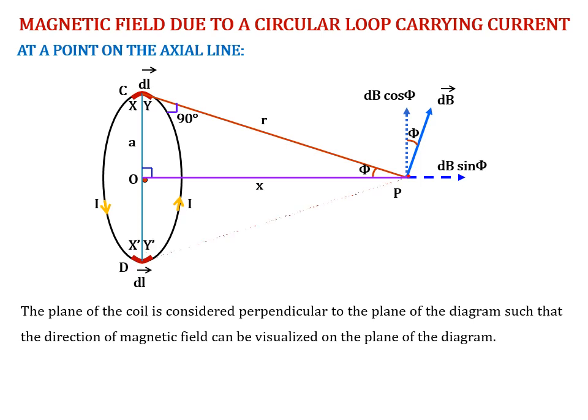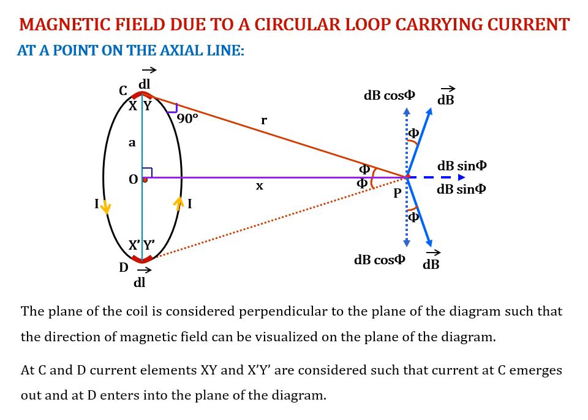Now we choose one more element which is diametrically opposite to the previous element. Again, the magnetic field dB will be perpendicular to r, and when we resolve dB into its components, you will have dB cos phi in the vertical direction and dB sin phi in the horizontal direction. So here we have obtained magnetic field at the point P due to two diametrically opposite elements.